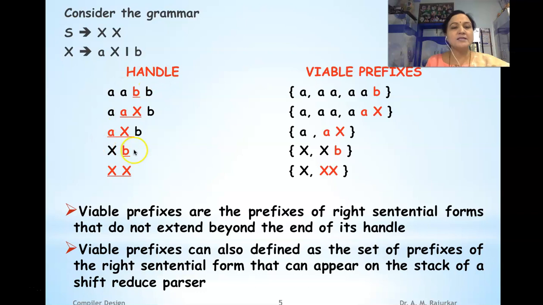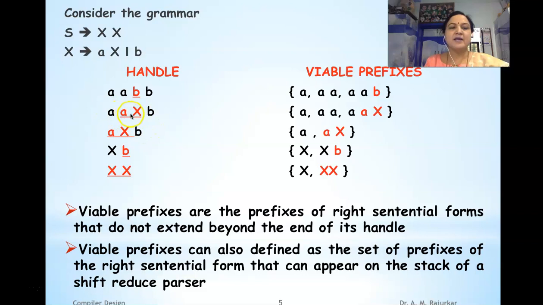Now, for these handles, what are the viable prefixes which will be available on top of the stack? If you start from left to right, this A is a viable prefix. Viable prefix means a prefix in which we can find the handle at the top. So A is a viable prefix, then AA is also a viable prefix, and AAB is also a viable prefix. Here the top of the stack is B and B is a handle because we can reduce B by X.